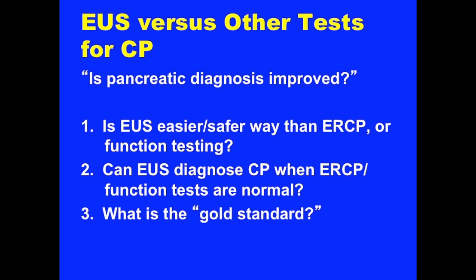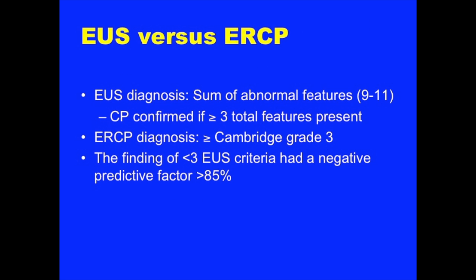How does EUS compare to these other tests, and is your diagnosis actually improved? Is EUS easier? Is it safer? Is it better than ERCP, MRCP, or function testing? Can EUS diagnose chronic pancreatitis when these other tests are normal? And overall, the question always is, what is the gold standard?